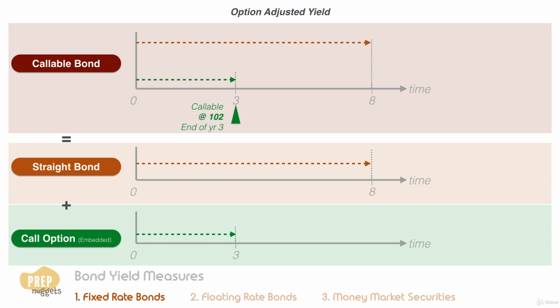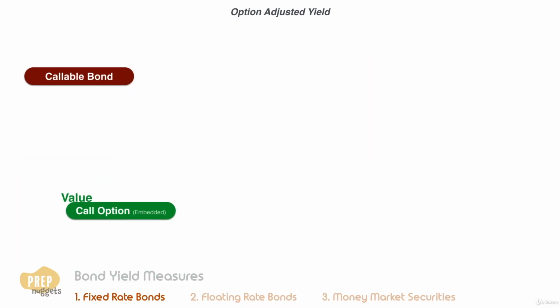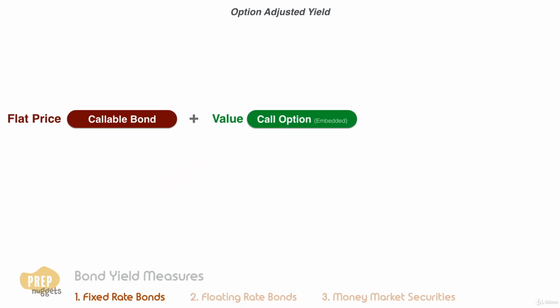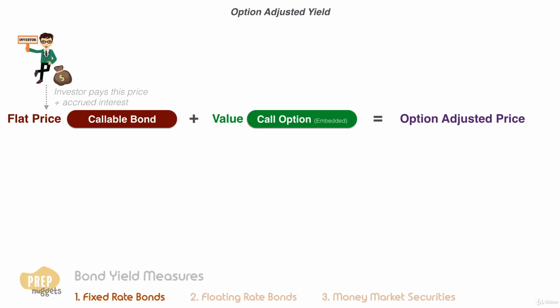As you've learnt in the derivatives course, a call option has value before its expiration. You do not need to know how to estimate the value of the option at this stage. It'll suffice for you to know that the value of the embedded call option is added to the flat price of the bond to get the option-adjusted price. Be clear that this is not the price the investor pays. The investor pays the flat price plus accrued interest, if any.